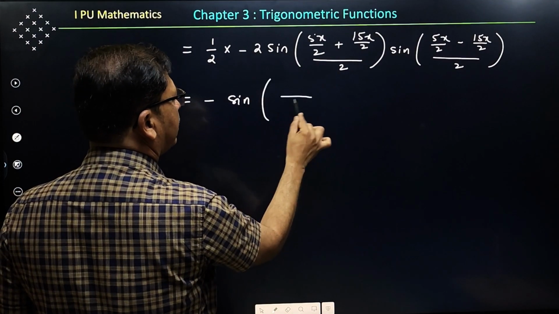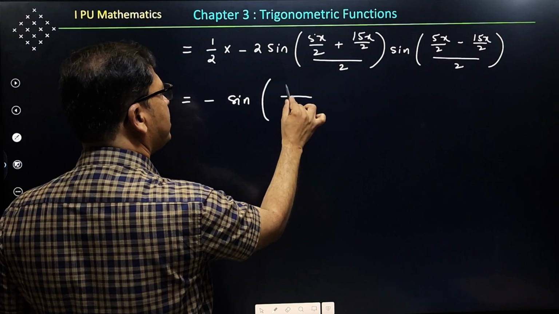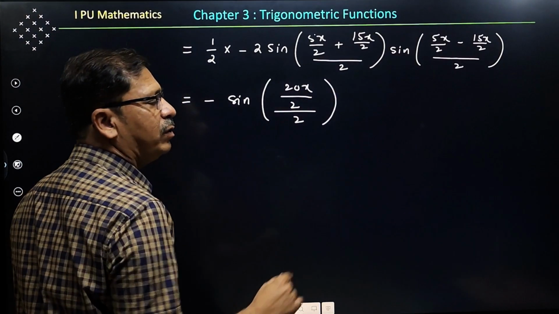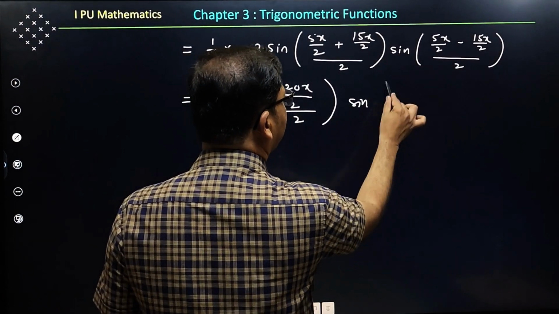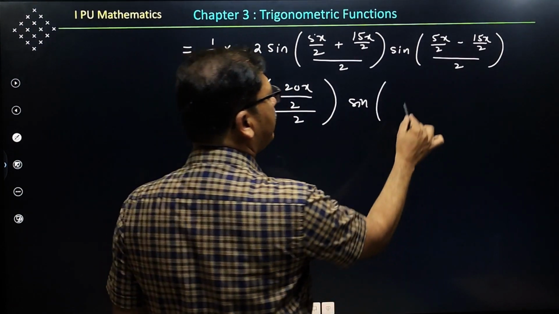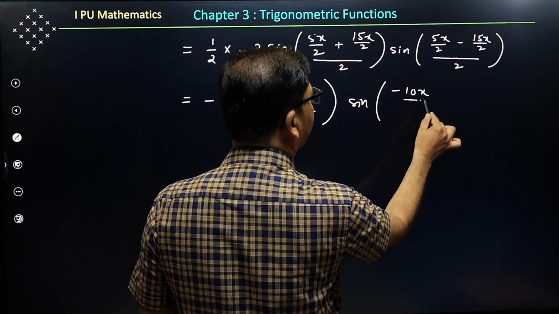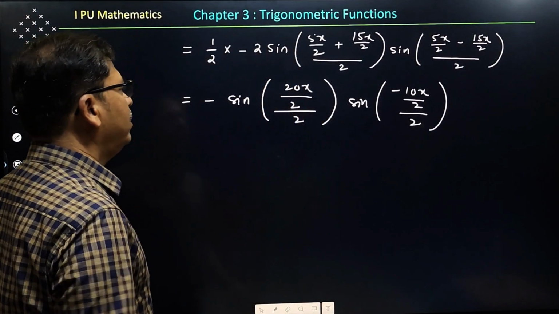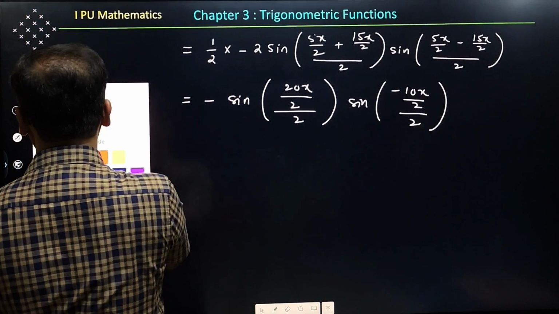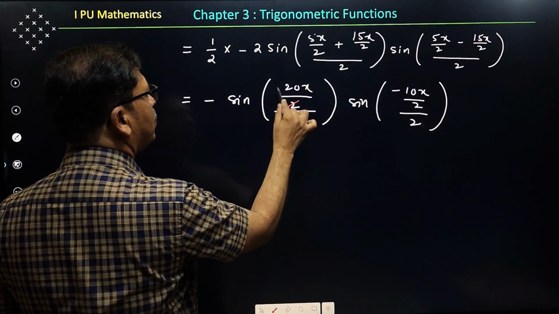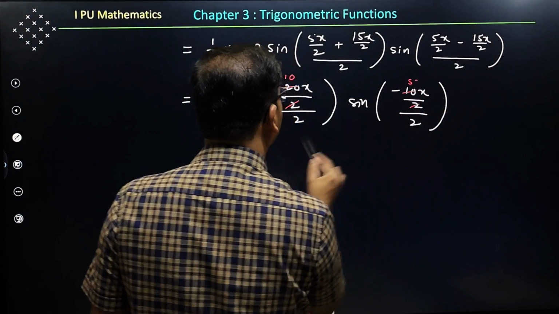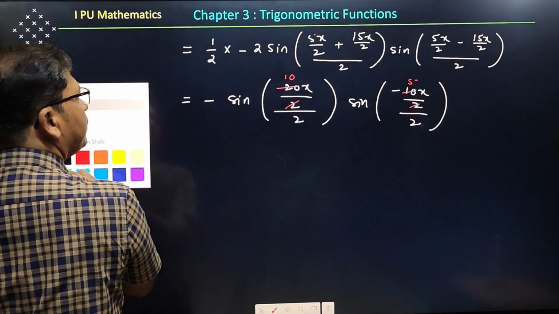2 is the LCM here. 5x plus 15x is 20x. This is as a whole divided by 2 here. Okay. Into sine of... what can we write? 5x minus 15x, that is minus 10x divided by 2, and this is to be totally divided by 2 here. Now what happens? It is the time to eliminate. 2 ones are 2, 10s are, and then 2 ones are 2, 5s are. What remains? That you write here.